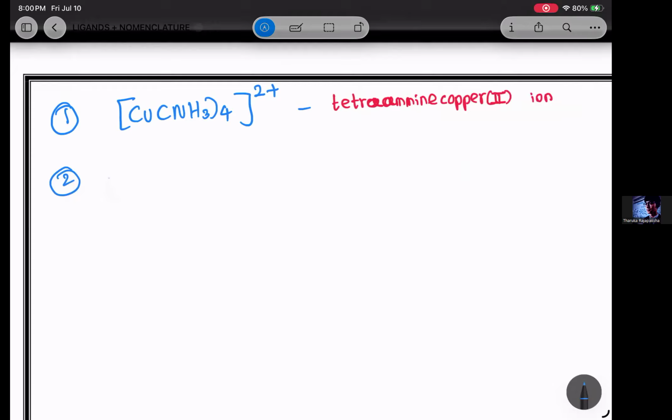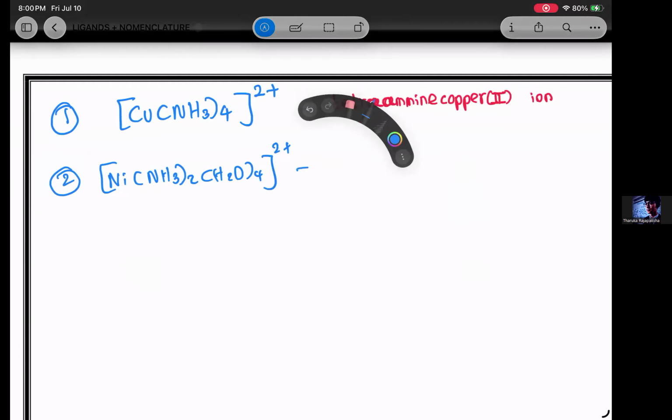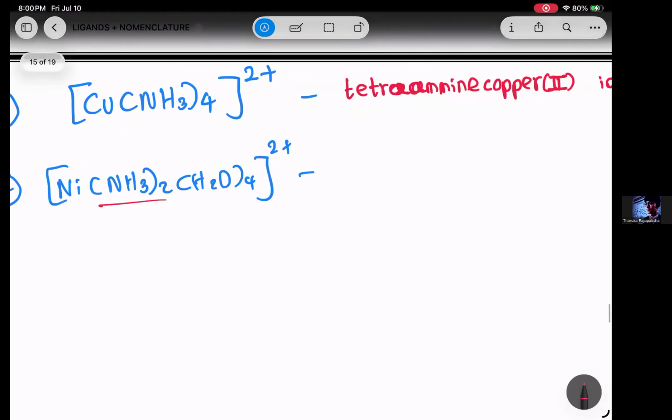Second one, nickel, ammonia 2, H2O 4, 2 plus. What about this? Now we have amine and then you have aqua. You write it separately on the side. Amine you have, aqua you have.